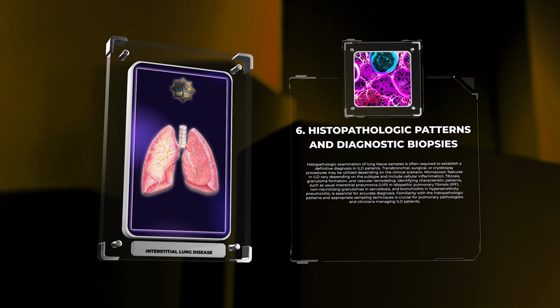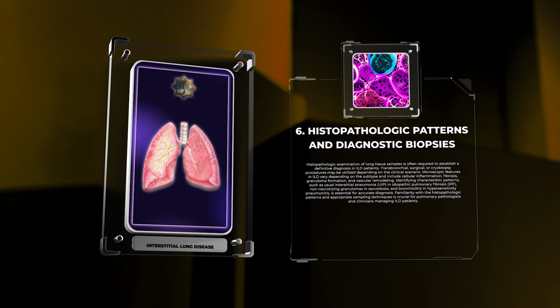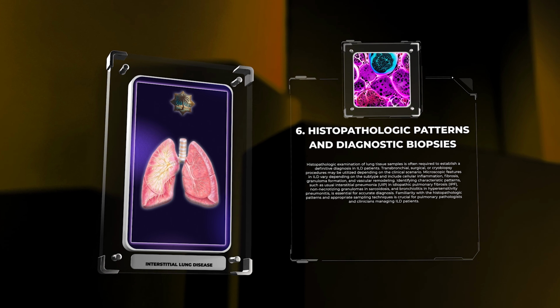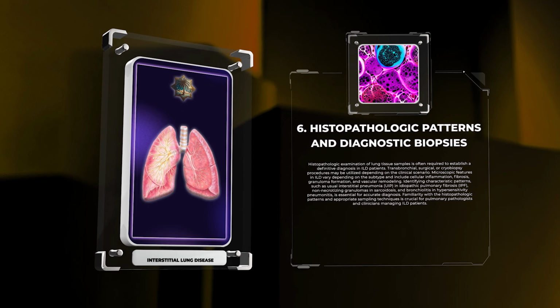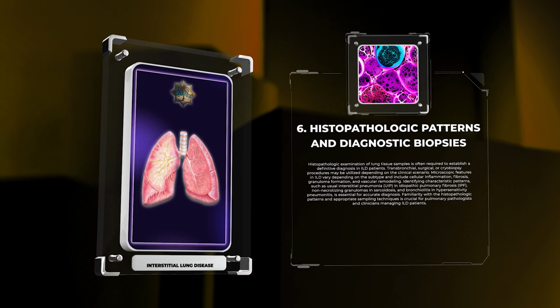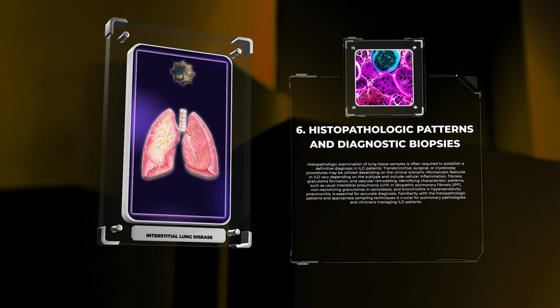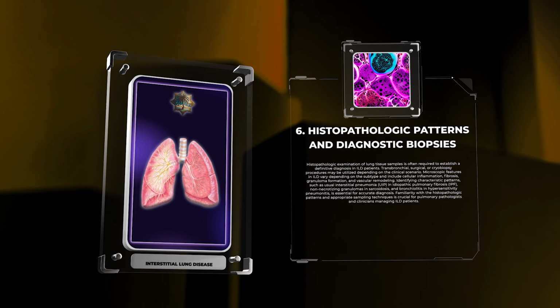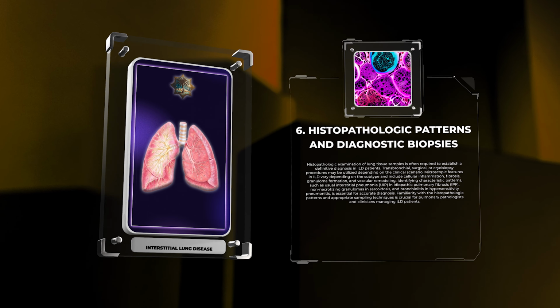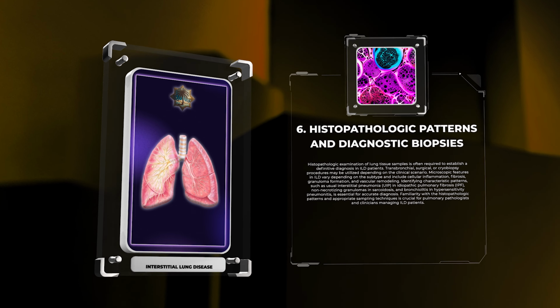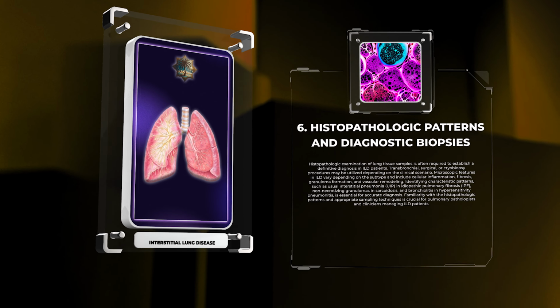Identifying characteristic patterns, such as usual interstitial pneumonia, UIP, in idiopathic pulmonary fibrosis, IPF, non-necrotizing granulomas in sarcoidosis, and bronchiolitis in hypersensitivity pneumonitis, is essential for accurate diagnosis. Familiarity with the histopathologic patterns and appropriate sampling techniques is crucial for pulmonary pathologists and clinicians managing ILD patients.